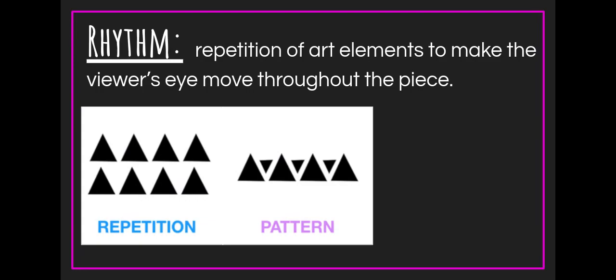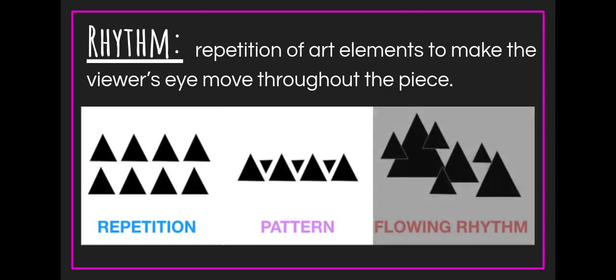Now with pattern, it is a little bit different. It is when you have multiple elements, more than one shape or more than one color, as a set. So I have big triangle, small triangle, and I have that little set repeated over and over again in a very predictable way. Repetition doesn't have to be in a straight line like it is here in this example. We're going to see that later on in some artwork.